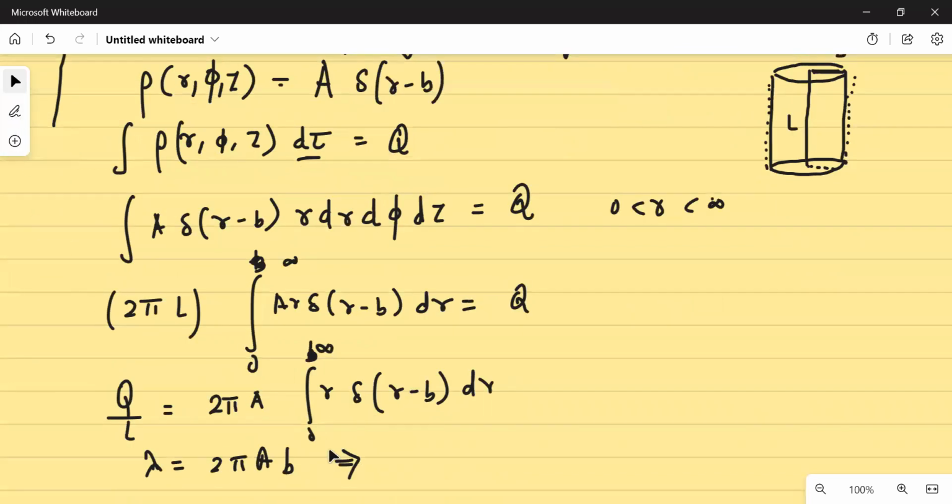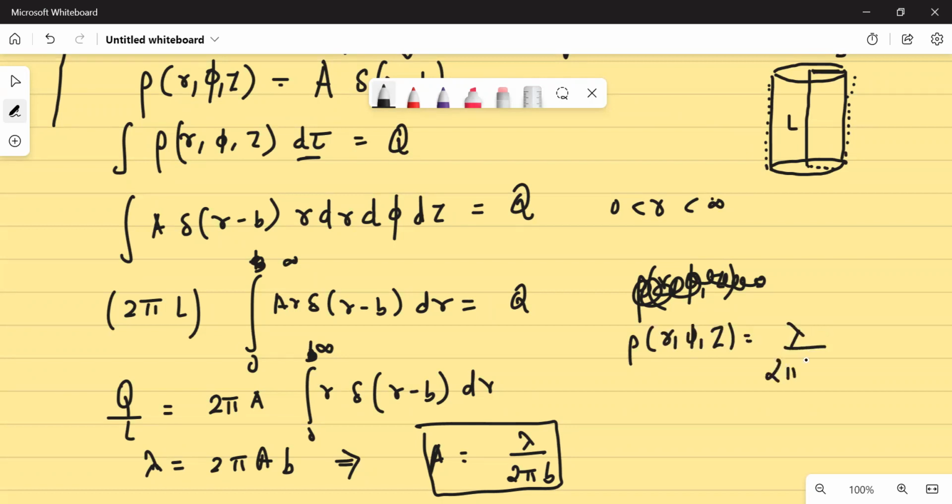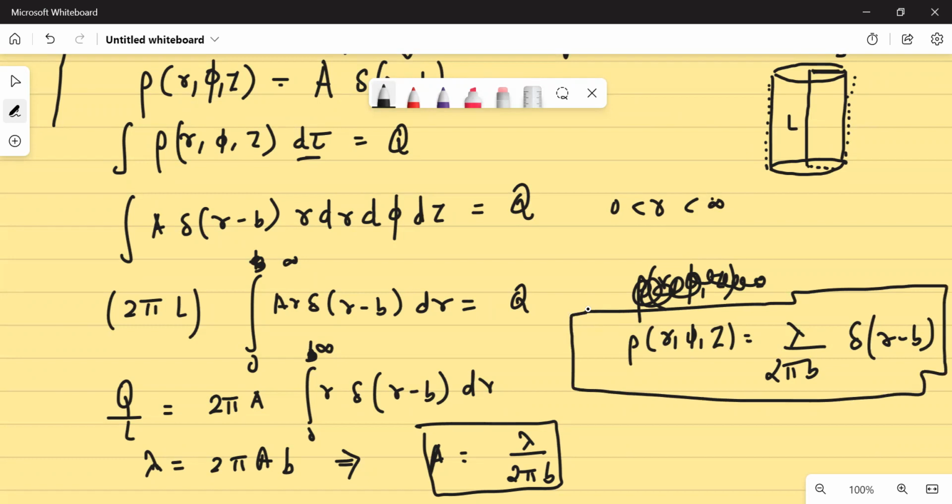So lambda would come out as 2 pi AP, and I can write A then equals lambda upon 2 pi B. So my charge density now can be written as, I can write my rho of r, phi, and z as A, which was lambda upon 2 pi B, and then Dirac of r minus. Is that clear? Is that clear to you? Yes. Okay.